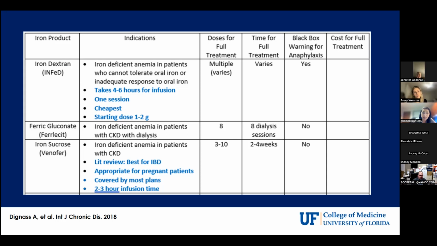Ferric gluconate is a little bit more inconvenient for patients because you need up to 8 full doses for treatment, so 8 sessions, and that's in addition to the infusions the patient is already getting, so it might be a bit inconvenient. And then iron sucrose is the best for IBD patients. It's covered by most plans like iron dextran is. It also is a 2 to 3 hour infusion time, so maybe a bit inconvenient, but not as bad as iron dextran. And doses vary anywhere between 3 and 10 to get an ideal amount of iron for the patient.